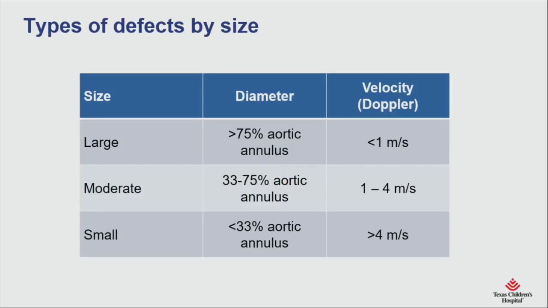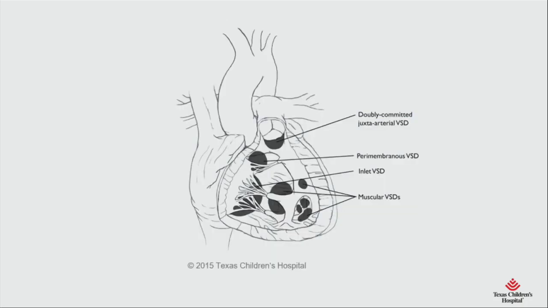As you guys know, there are different classifications of VSDs. In general, a large VSD is defined as a VSD that's unrestricted to flow and pressure. So basically, there's going to be equilibration of pressure between the LV and the RV. And that means that, for the most part, the size of the VSD is going to be equal to the diameter of the aortic annulus. This is just one of the suggested classifications. But most importantly, we're going to be talking about the different classifications of VSDs by location.